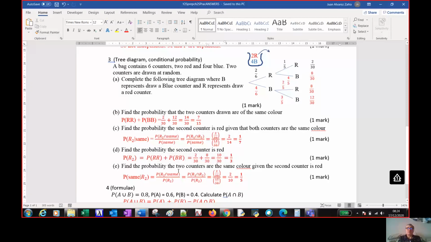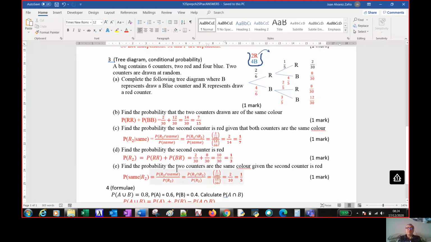So how do we get the probability the second one is red? Well, there are two ways of having the second one being red. It's the probability that the first one is red and the second one is red, or the probability that the first one is blue and the second one is red. So we multiply down the root giving us the second red, and we multiply down the other root giving the second is red, and we add them together. So it's 2/30 when we want the probability of the first one being red and the second one being red, plus 8/30 when we have the first one being blue and the second one being red. And that gives us both ways of getting the second one being red. And so that's 10/30, which is 1/3.